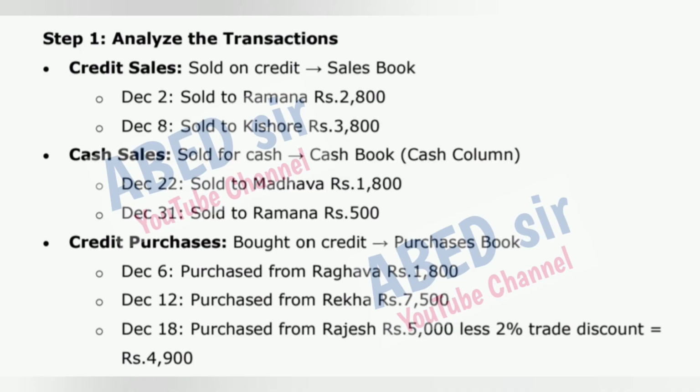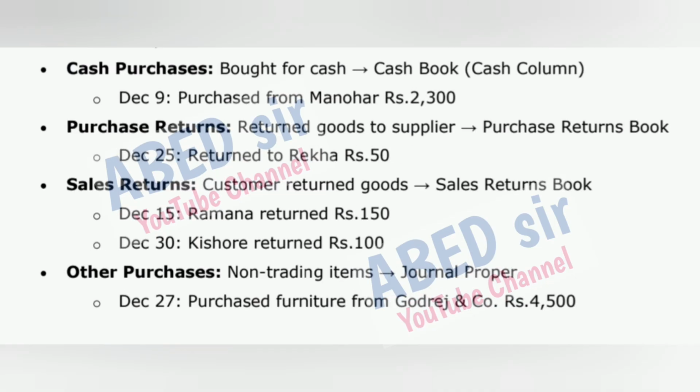Credit purchases, bought on credit, purchases book. 6th December, purchased from Raghava 1800 rupees. 12th December, purchased from Rekha 7500 rupees. 18th December, purchased from Rajesh 5000 rupees less 2% trade discount equals 4900 rupees. Cash purchases, bought for cash, cash book, cash column. 9th December, purchased from Manohar 2300 rupees.